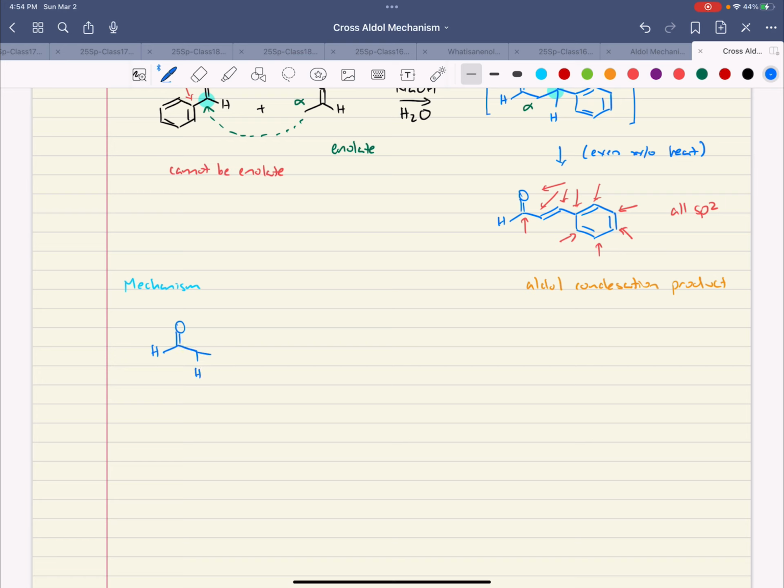Important that you draw out your alpha hydrogens. I'm going to do this a little bit faster because you all have experience now with the self-aldol. So the cross-aldol is the same thing. You're just going to attack a different molecule.